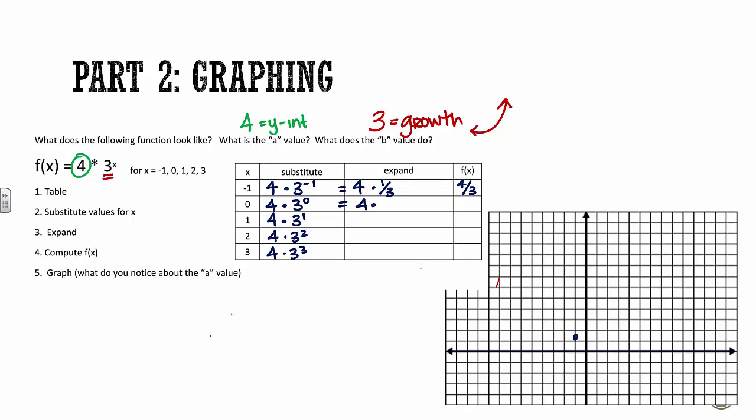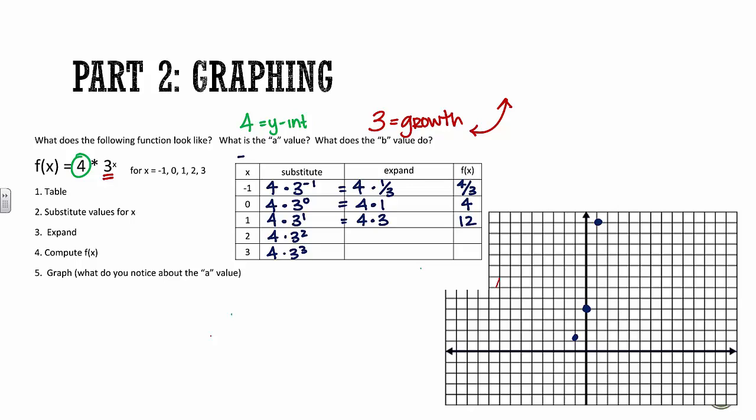My next one, anything to the 0 power, remember, is just 1, so I get 4. 1, 2, 3, 4, which is good because remember we said that was our y-intercept, and we can clearly see that's where it crosses the y-axis. This next one we'll do 4 times 3, which will give us 12. So over 1, up 1, 2, 3, 4, 5, 6, 7, 8, 9, 10, 11, 12. And then we can see anything else we plug in here is going to be off the graph.